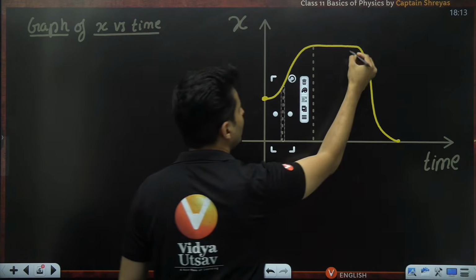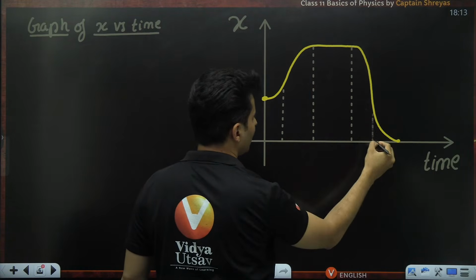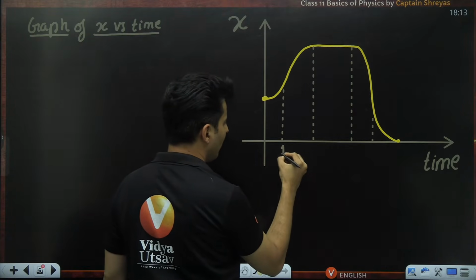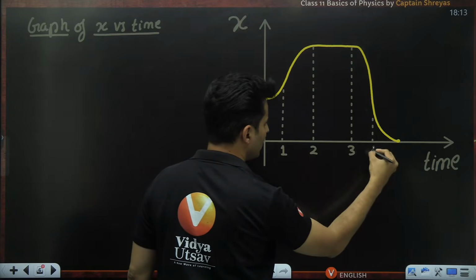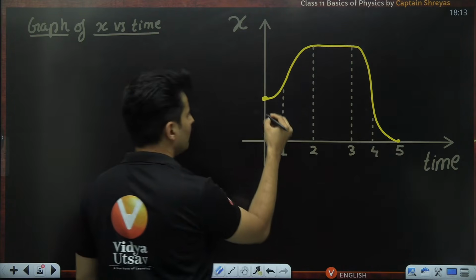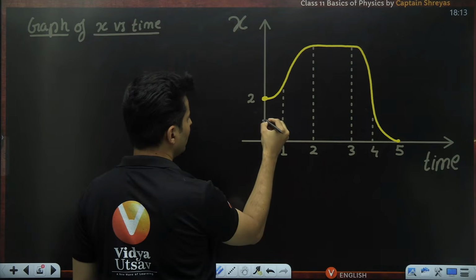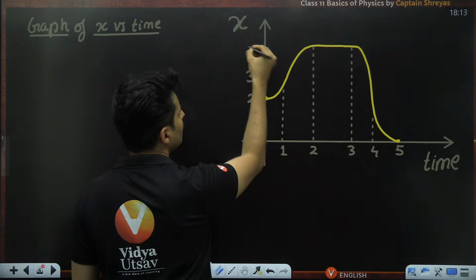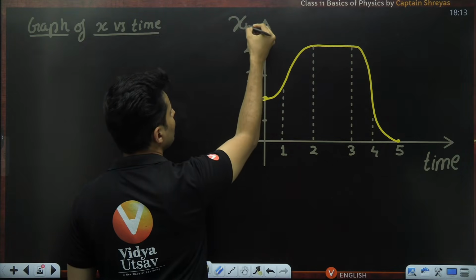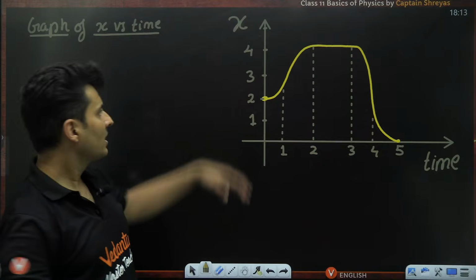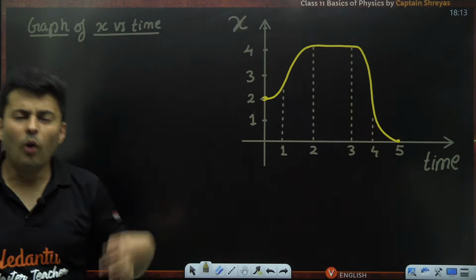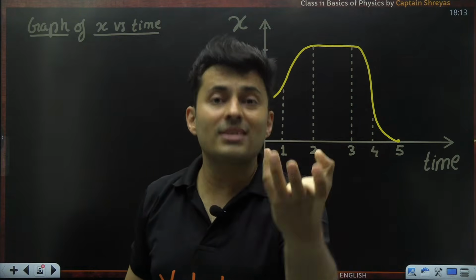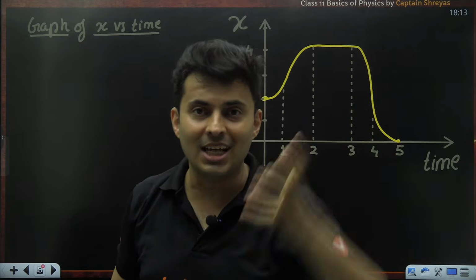I start marking over here. Okay, something like this. And yeah, maybe this is 1, this is 2, this is 3, this is 4, this is 5. Maybe this is 2, maybe this is 1, maybe this is 3, maybe this is 4, maybe that is 5, and so on and so forth. Okay, something like that. What does this graph tell you? It tells me where was that object at which time.